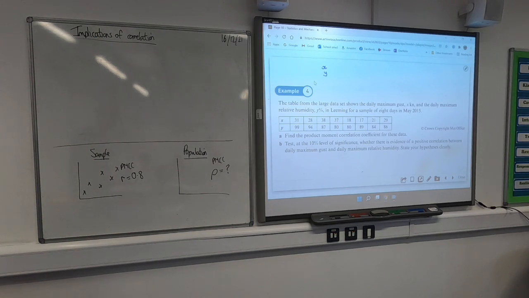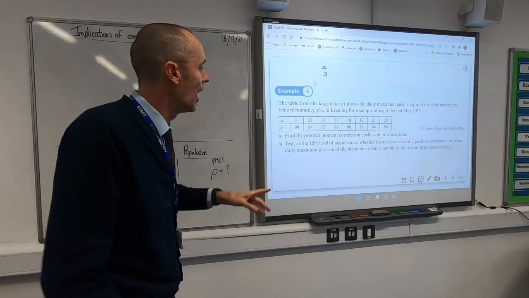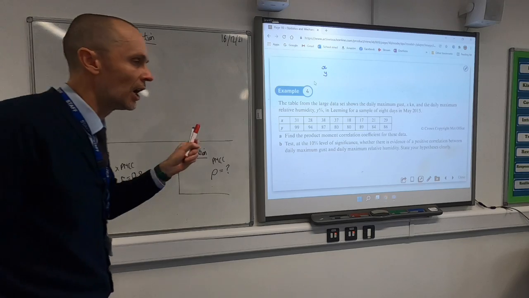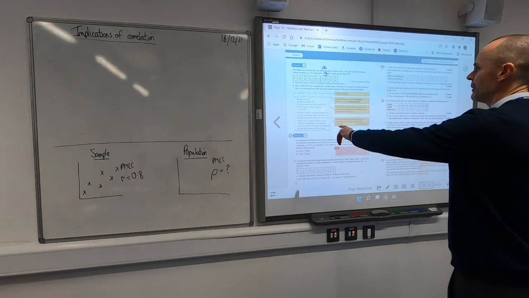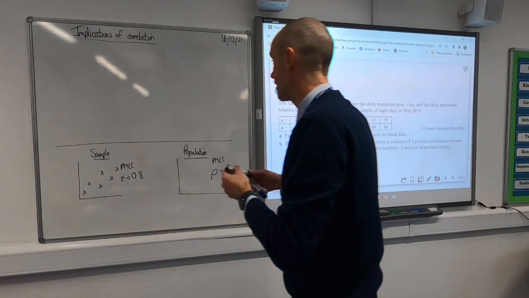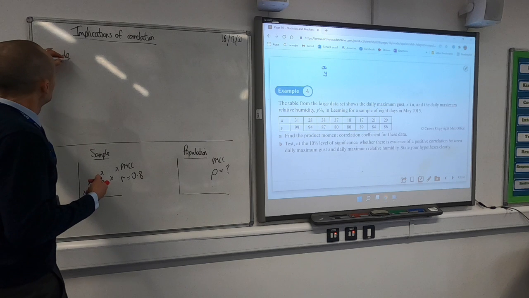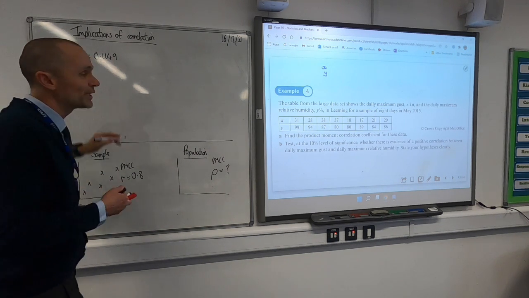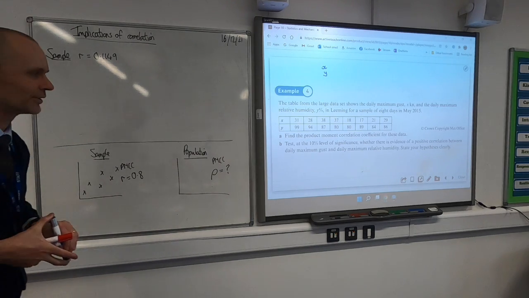Okay. So here we've got a set of data. I'm going to tell you for this set of data what R is, so we don't have to bother calculating that because anyone could do that. It's 0.1149. So for this sample in this question, R is equal to 0.1149. It's a relatively unconvincing positive correlation, almost no correlation at all.